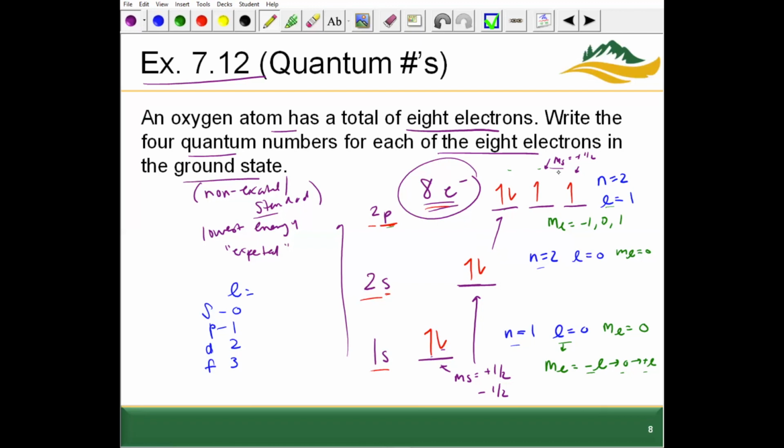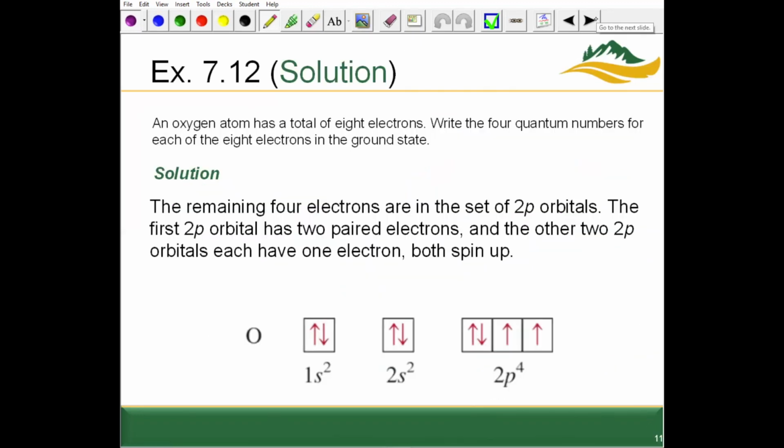Again, it's customary to say spin up for just a single electron occupying an orbital. So paired, paired, paired, and then unpaired here. And again, customary, we say these unpaired ones are both spin up. Technically, they could both be spin down. Again, we should get comfortable just saying those unpaired electrons are spin up.